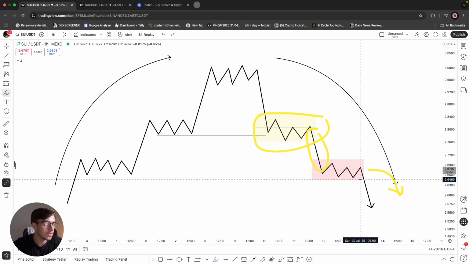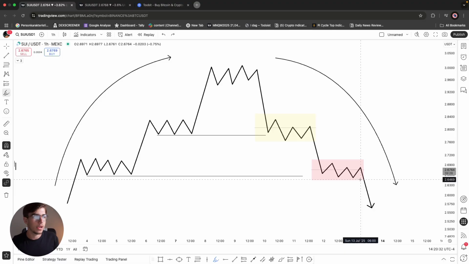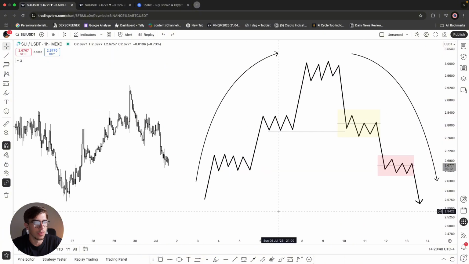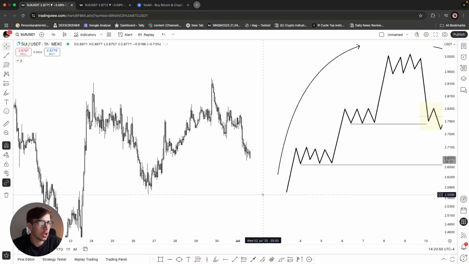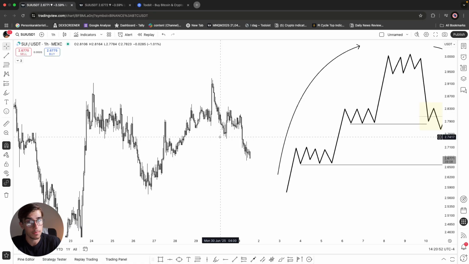So we use the first stage distribution as sort of a tester, right? We don't really want to enter yet. We want to figure out if it's actually a market maker model. Now, if it's a market maker buy model, you simply just flip it and there you have a market maker buy model. So now that we've gotten that out the way, let's actually go ahead and break down the SUI trade from this morning.